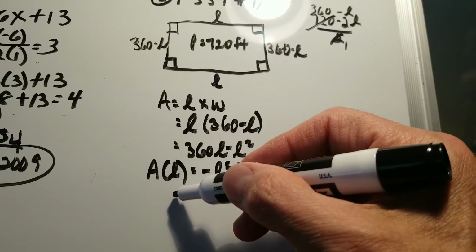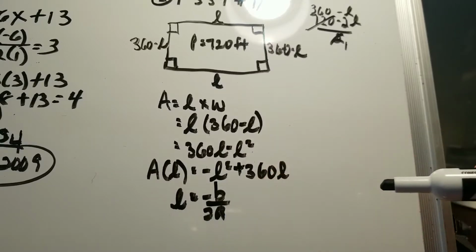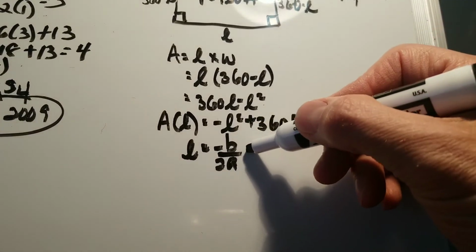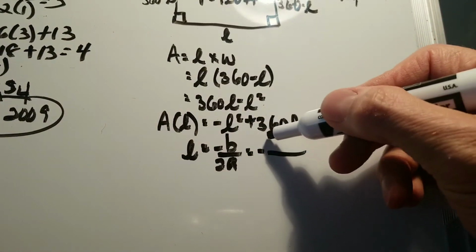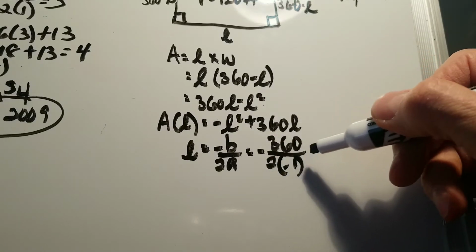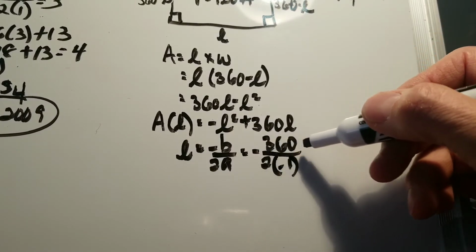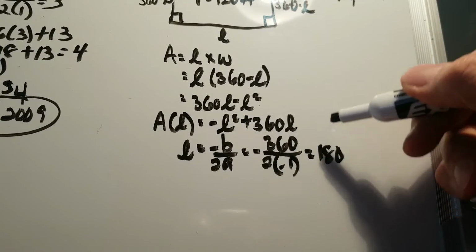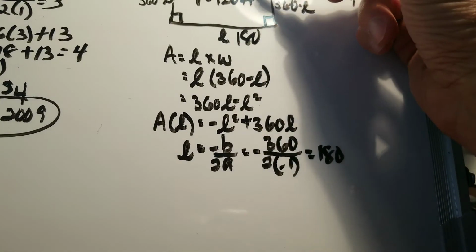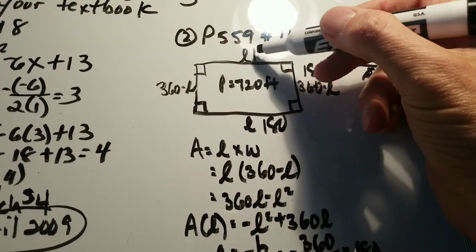Okay. And you want negative B over 2A. Okay, so B, we have minus 360 over 2 times A, which is negative 1. So 2 negatives are positive. 2 goes into that 180 times. So actually, it's 180. Oops. 180 and 180.